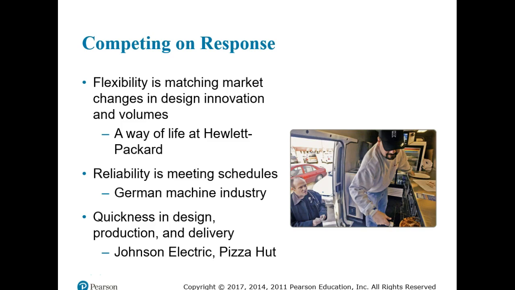So flexible response may be thought of as the ability to match changes in the marketplace where design innovations and volumes fluctuate substantially. Hewlett-Packard is an exceptional example of a firm that has demonstrated flexibility in both design and volume changes in the volatile world of personal computers. Hewlett-Packard's products often have a life cycle of only months, and volume and cost changes during that brief life cycle are dramatic. However, Hewlett-Packard has also been successful in institutionalizing the ability to change products and volume to respond to dramatic changes in product design and costs, thus building a sustainable competitive edge.